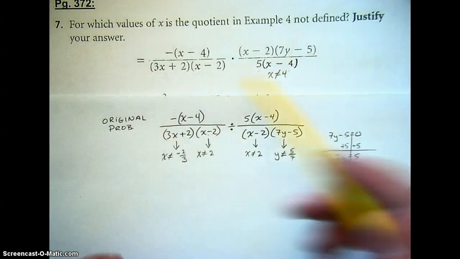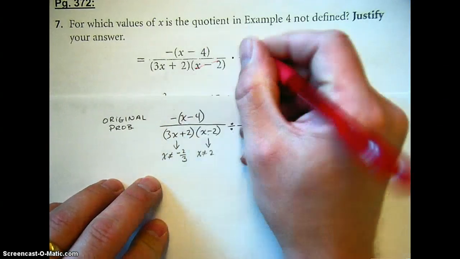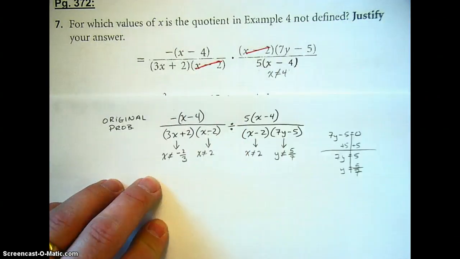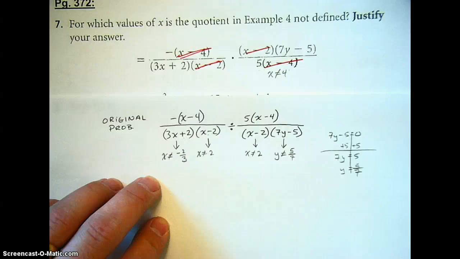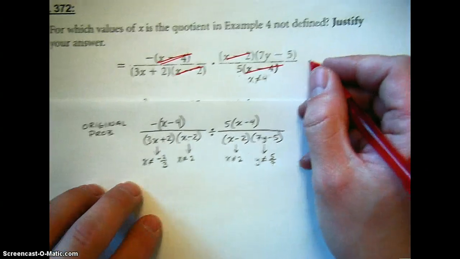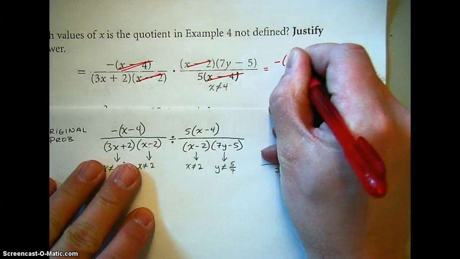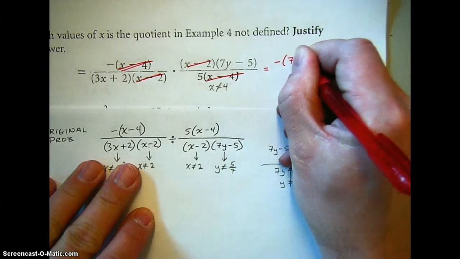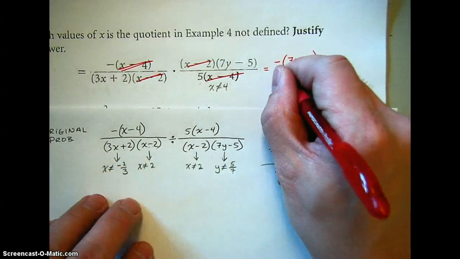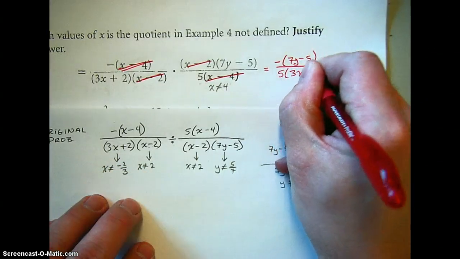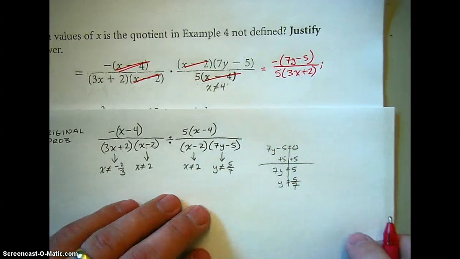In this case, they're not asking us to simplify, but we're going to simplify. So cancel this, cancel that, cancel there, and cancel there. We end up with what on top? 7y minus 5. Good. How about on the bottom? Over 5 times quantity 3x plus 2. Or you can write it as 15x plus 10, or you could distribute it out.